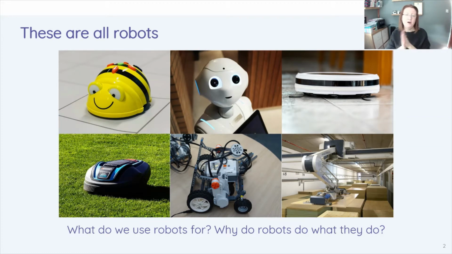But why do they do what they do? They do what they do because they are programmed to do that. Somebody, a person, has to tell that robot what needs to be done, and that program is put into the robot, and the robot then can run that program. It can't do anything else. It is only able to do what that program tells it to do.